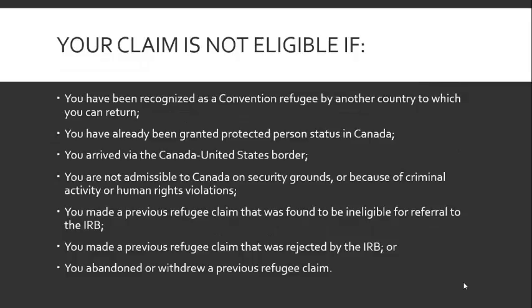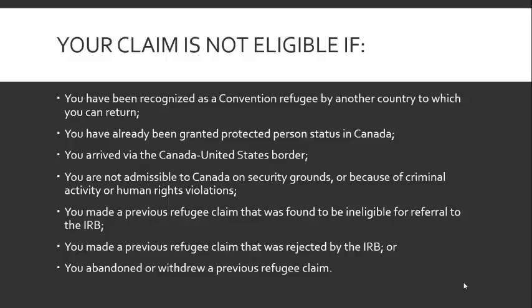Now, your claim is not eligible if the following conditions aren't met. So if you've been recognized as a convention refugee by another country to which you can return, the claim is not eligible. So again, the thought behind this here is that if there's another country that you can go to and you are already considered a refugee there, we can send you back there. We're not sending you back to the country where you fear for your life. We're sending you to this other country. So you can't have refugee status in multiple countries.